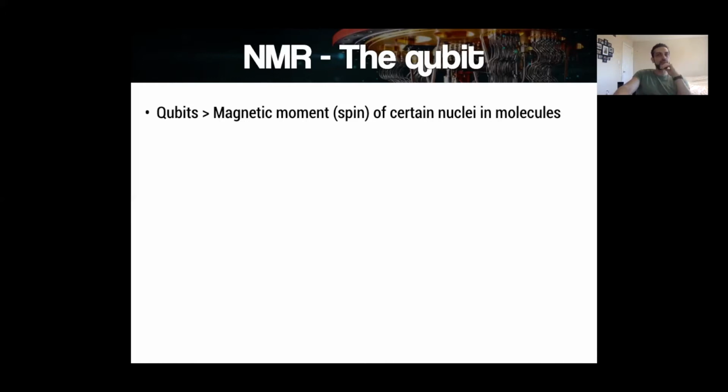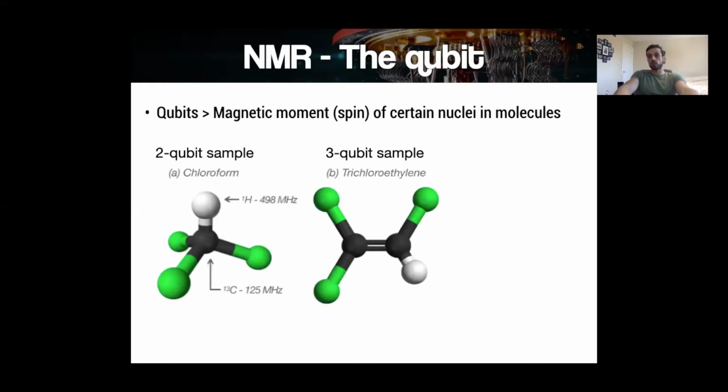Okay, enough caveats and disclaimers. So qubits. The qubits are encoded in the magnetic moment of certain nuclei in molecules. You're familiar with the concept of spin in this course. And one thing you may already know about spin is that intrinsic angular momentum produces a magnetic moment for the nuclei. So here I have 2 molecules that are used in NMR experiments. One is chloroform, which is a 2-qubit sample, and the other one's trichloroethylene, which is a 3-qubit sample.